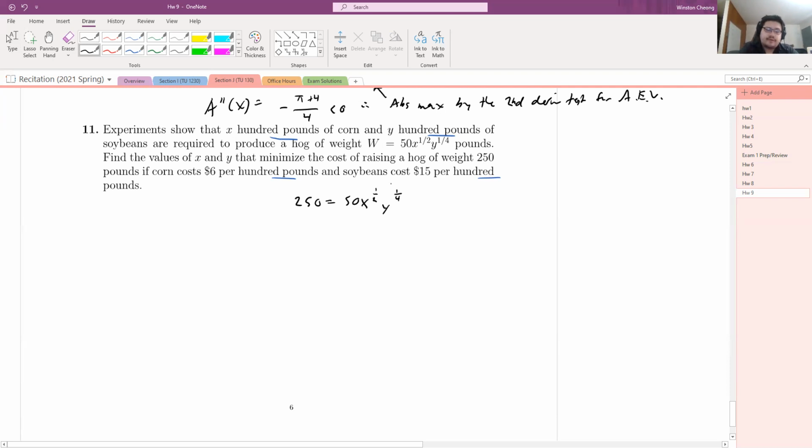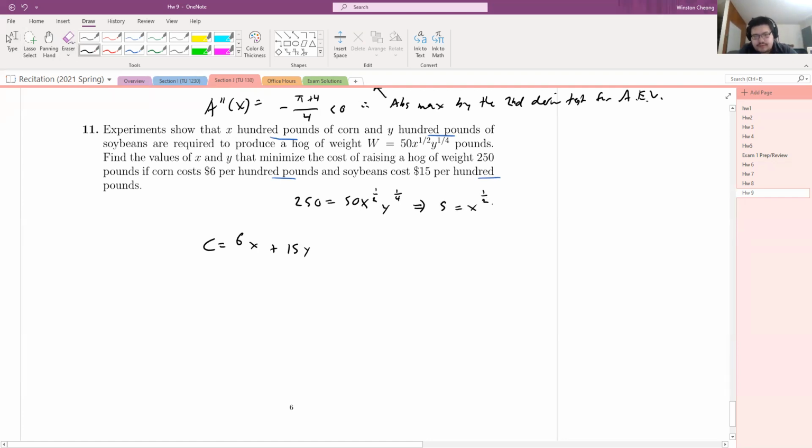But then if we think about it, we're trying to minimize the cost, right? So cost hasn't factored in yet. Cost is something else. And it's going to be 6 times 100 pounds of corn. 100 pounds of corn is X. And then 15 per 100 pounds of soybeans, which is Y. So the cost function is actually this. And like with all the other problems, we want to get rid of one of these variables. So we look back on our first equation and we reduce things a little bit, not 55.